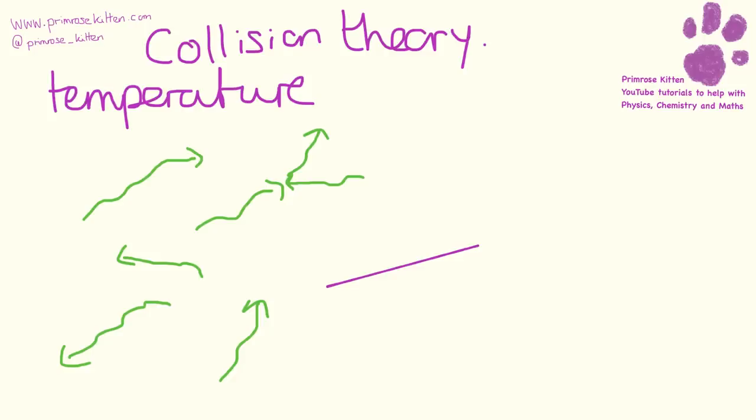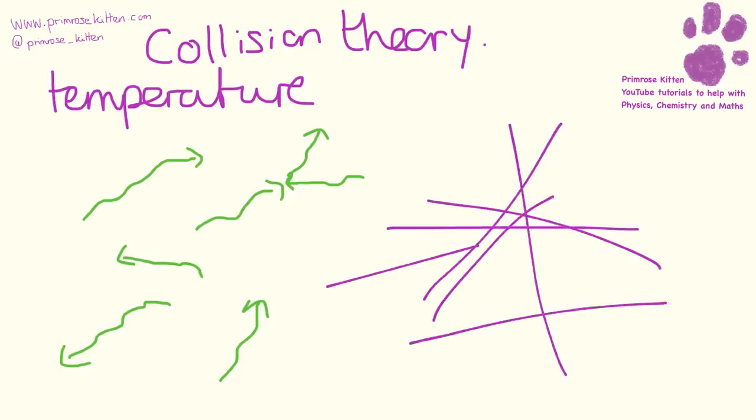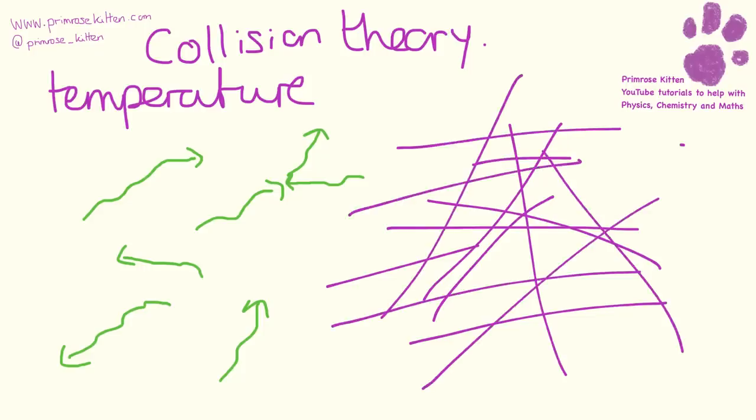Whereas things that are whizzing around really, really quickly in lots and lots of different directions are much more likely to, first of all, bump into each other. And then when they bump into each other, there is much more likely to be a reaction that takes place. So two things: the frequency of collisions and the number of successful collisions.